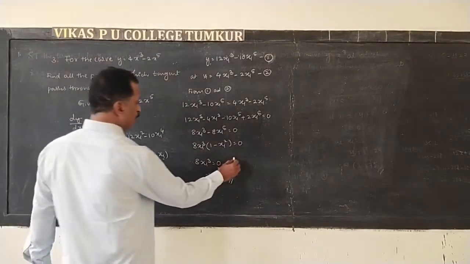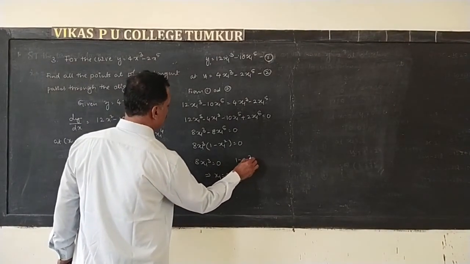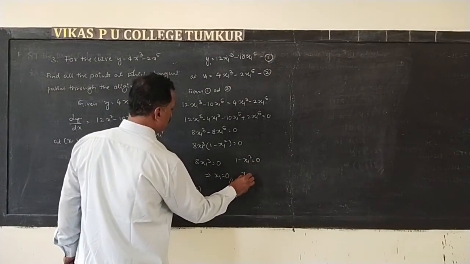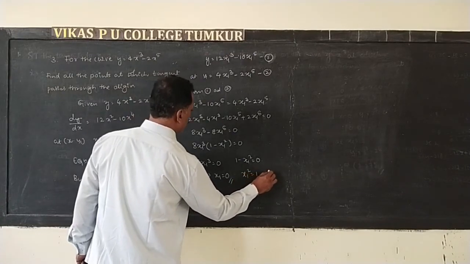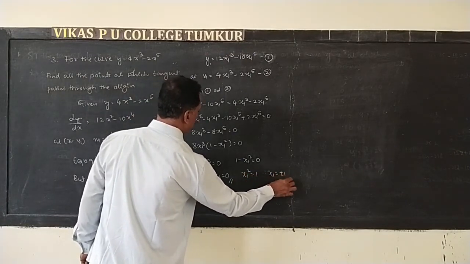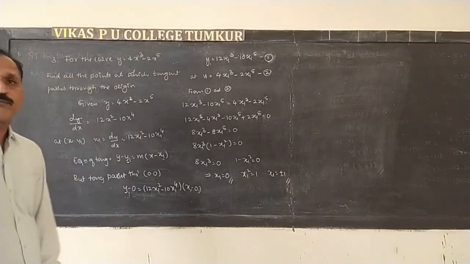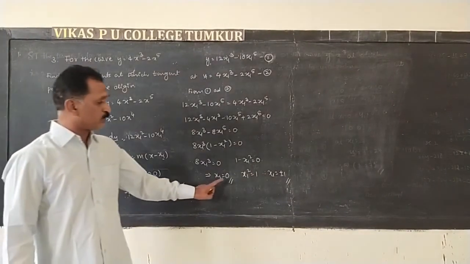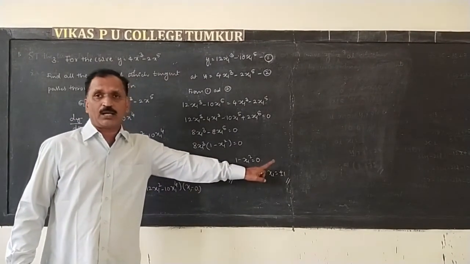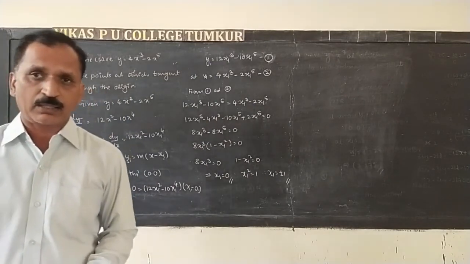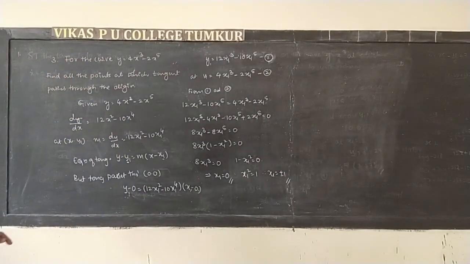What will the second point be? 1 minus x1 square is equal to 0. x1 square is equal to 1. Therefore, x1 is equal to plus or minus 1. So we got 3 values for x1: 0, plus 1 and minus 1. Okay? Now, shall I find the value of y1?